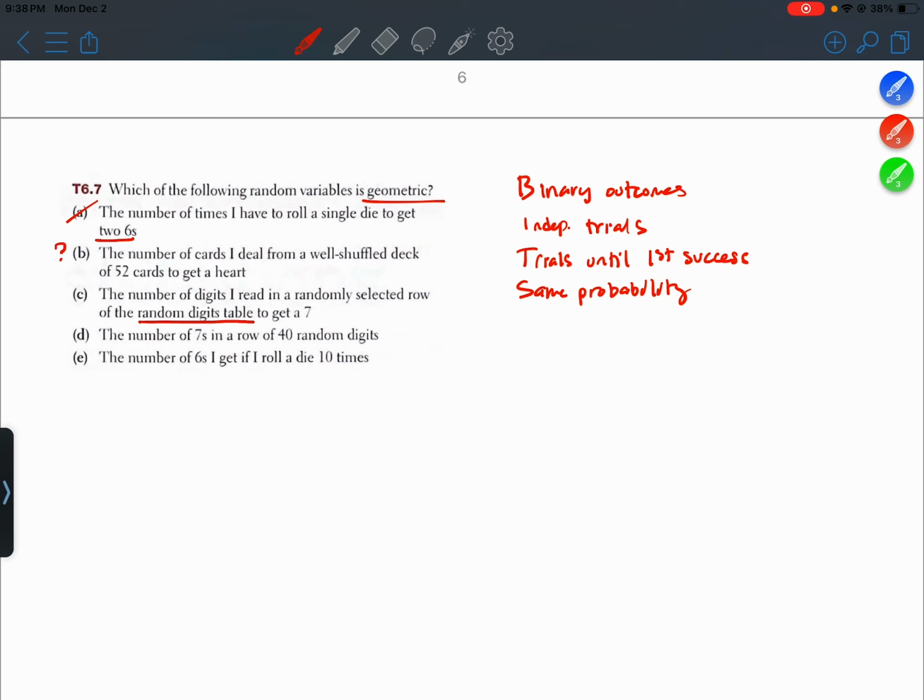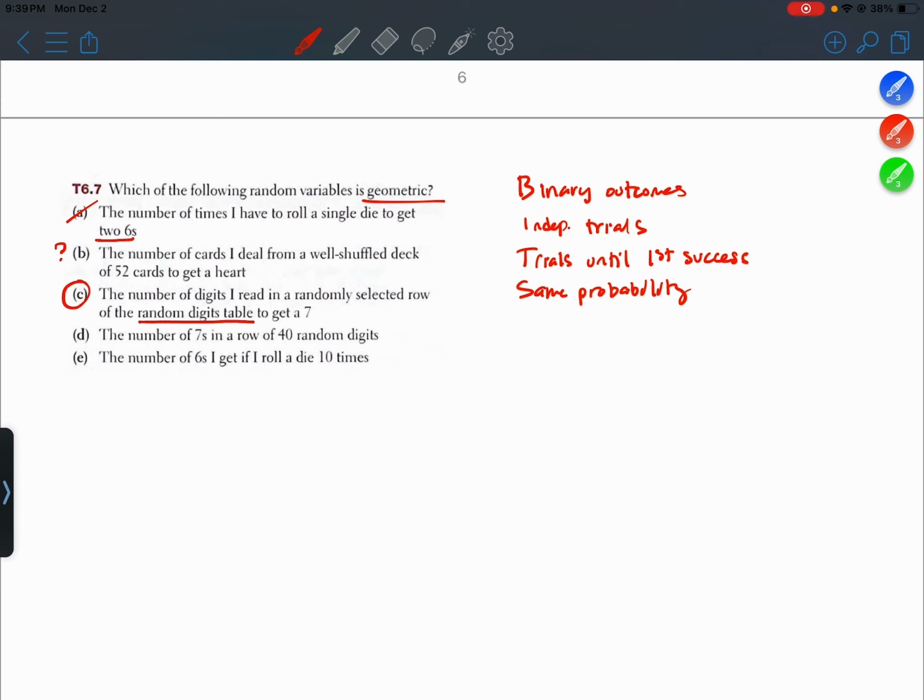A random number generator at any point can produce any digit, so we're going to have the same probabilities every single time. The outcomes are binary: 7 is a success, a non-7 digit is a failure. The trials are independent because our random number generator doesn't have a memory, so the digits it produced in the past have no effect on what digits it produces in the present or future. And it sounds like this is counting the number of digits, or trials, to get a success, where a success in this context is a 7. So I like choice C.